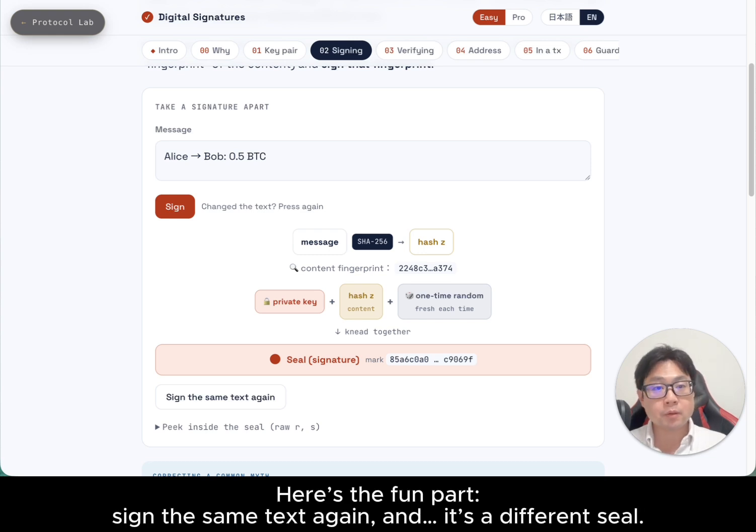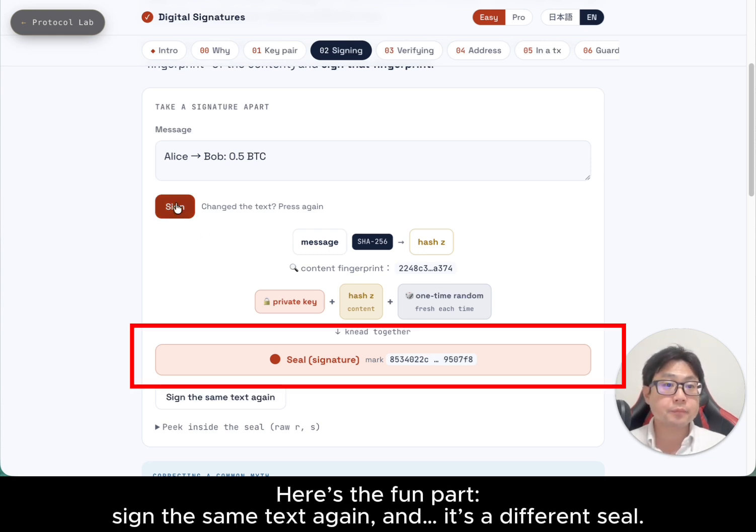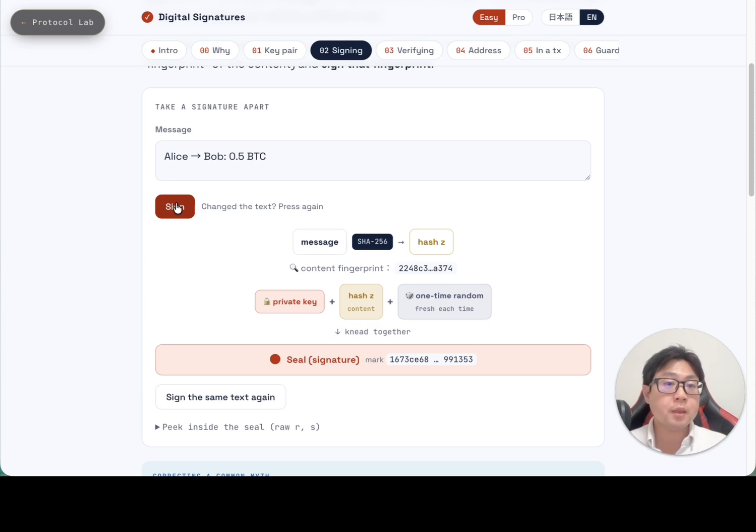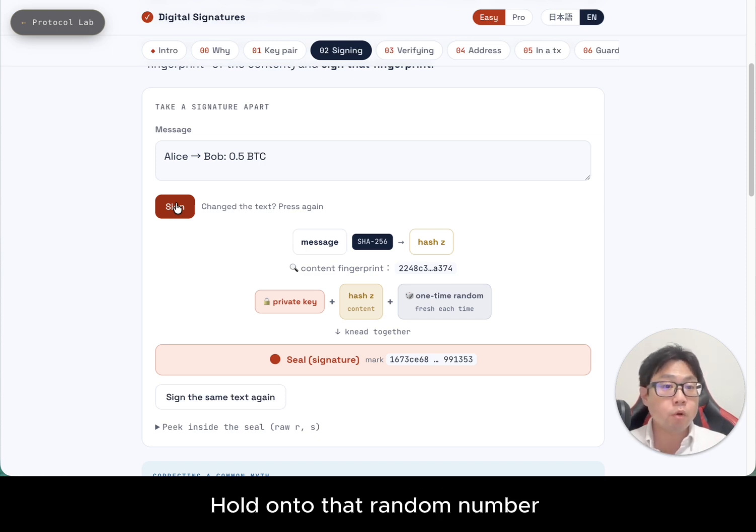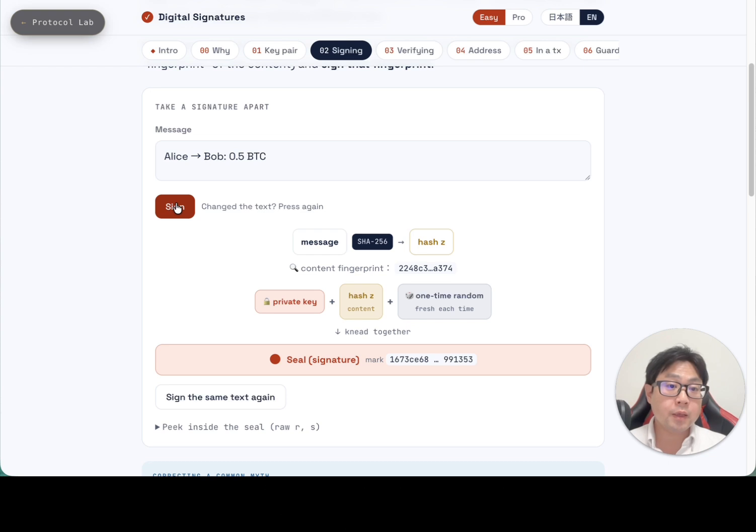Here is the fun part. Sign the same text again, and it's a different seal. Yet both are genuine because each one uses a fresh random number. Hold onto that random number, it becomes critical later.